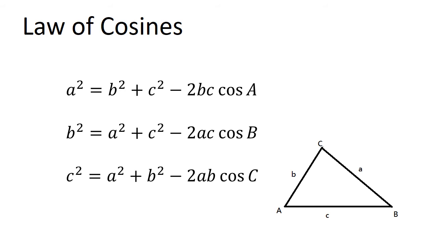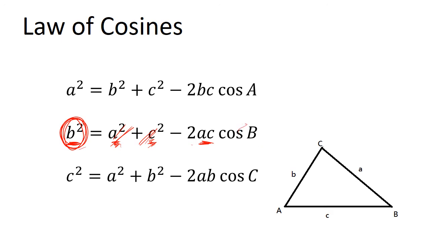Okay, one way to remember it is that the square of one side equals the sum of the squares of the two other sides, minus twice the product of the two sides, and then times the cosine of the angle that is opposite the unknown side, or this angle is also the included angle of the two adjacent sides.